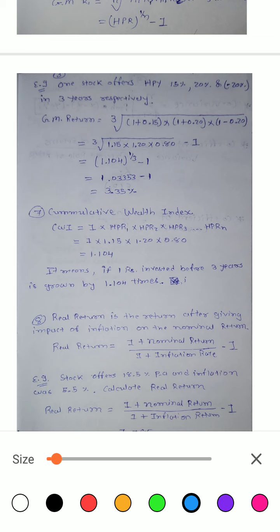Now what does it mean? Cumulative wealth index shows that suppose you invested in this stock and held this stock, then at the end the value of this 1 rupee will be 1.104. Means suppose you invested 100 rupees, it comes to 100 into 1.104, so that is going to be 110.4 rupees.